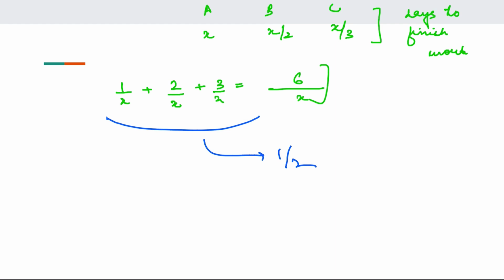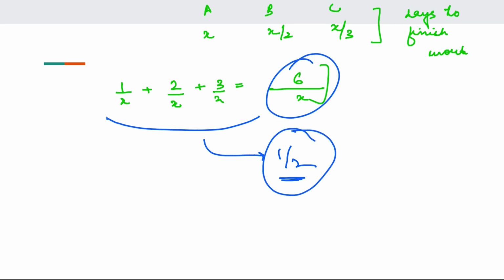All of them, when they are working in an aggregated format, are completing the work in 2 days. That means 1 by 2 is the time they take to do 1 day's work. So what is going to be 6 by x and 1 by 2? It's going to be the same. It's going to be equated. So 6 by x is equal to 1 by 2. Please do not get confused in this.